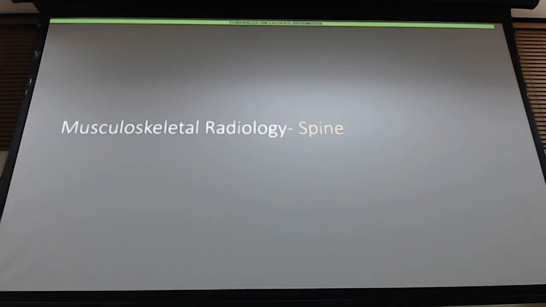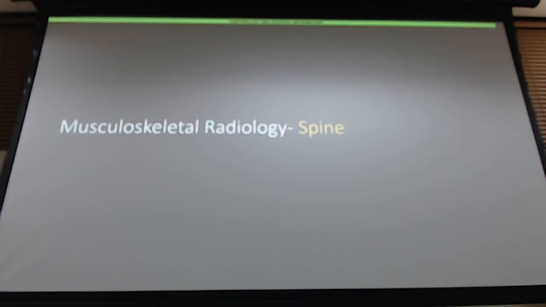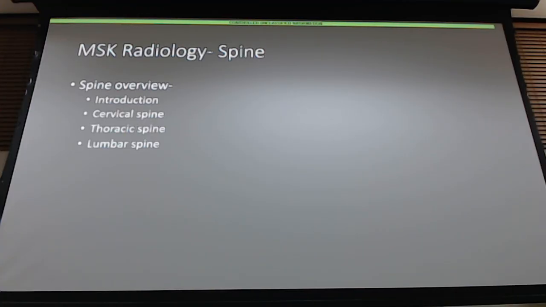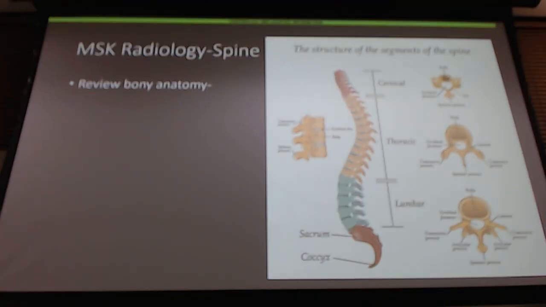Spine imaging. Okay, so when we talk about spine imaging as it relates to musculoskeletal radiology, here's your overview. I'm going to introduce it. I'm going to talk about cervical spine, thoracic spine, and lumbar spine. Okay? So getting right into it, and I know you heard this earlier. I looked at the lecture.